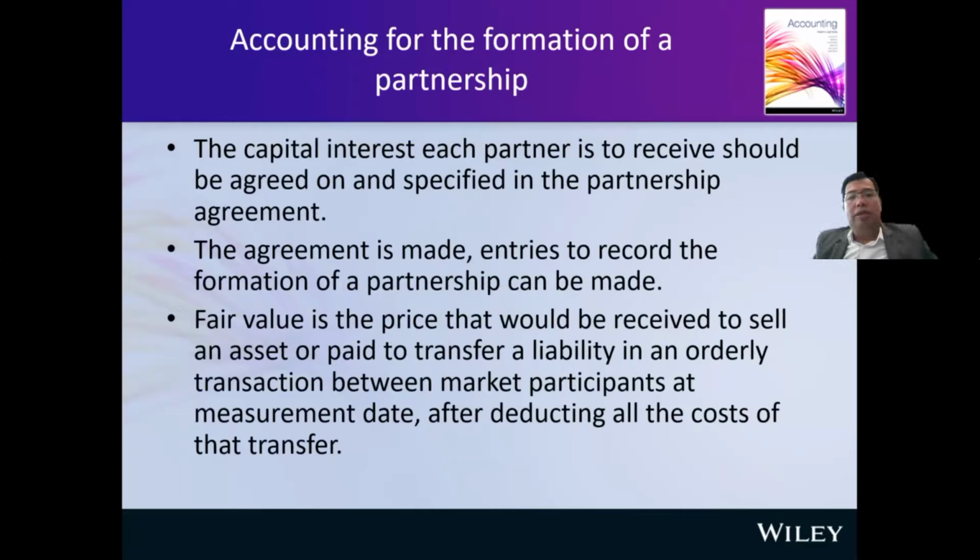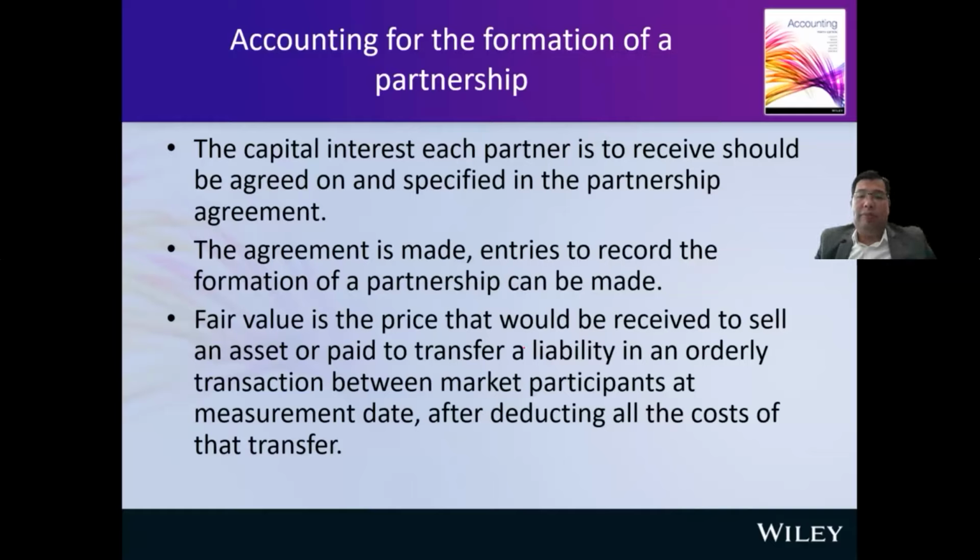So the capital interest of each partner should be agreed on and specified in the partnership agreement. Once the agreement is made, an entry to record the formation of the partnership can be made. What are the things involved in the formation of a partnership?